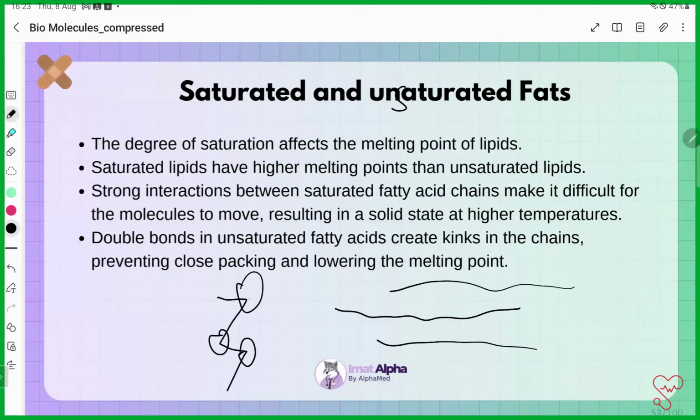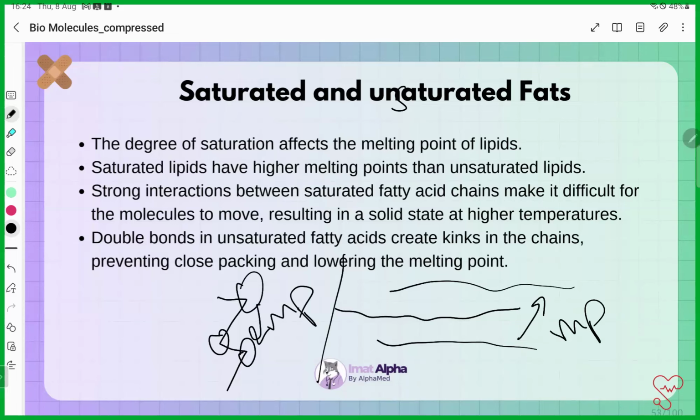Here there are double bonds. These double bonds might create kinks or branches, and these branches prevent close packing and lower the melting point. Saturated fatty acids have a high melting point, and unsaturated ones have a low melting point. This is for memorization. Why? Because they have kinks, so they have a low melting point.